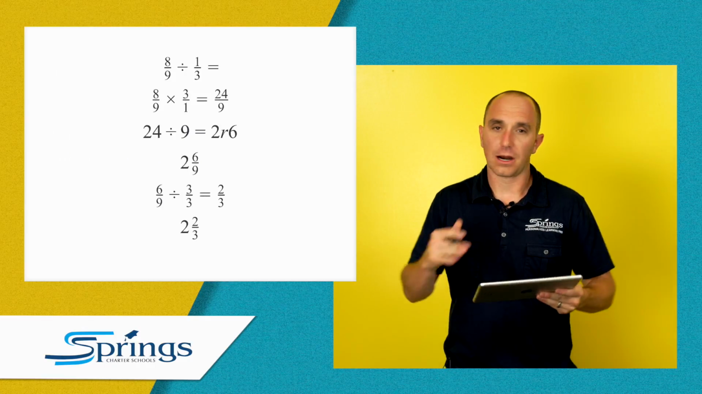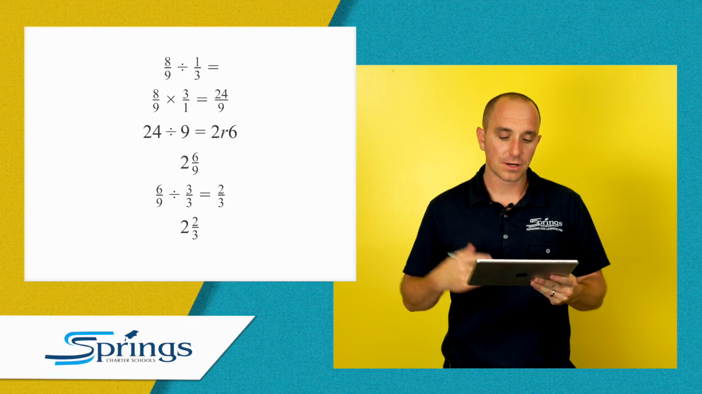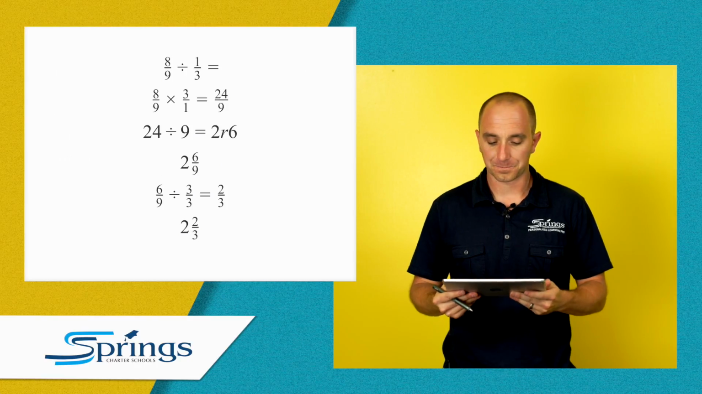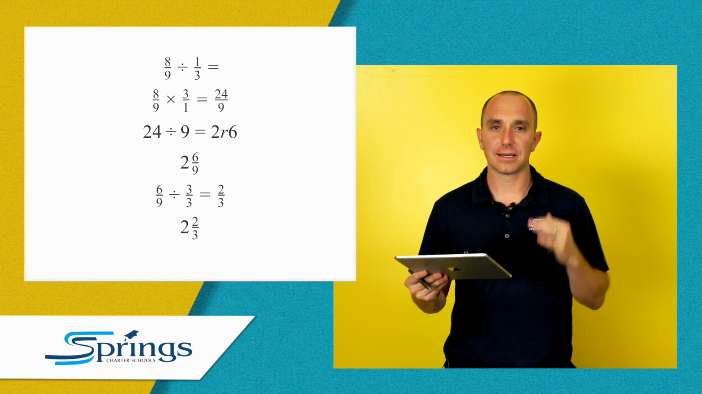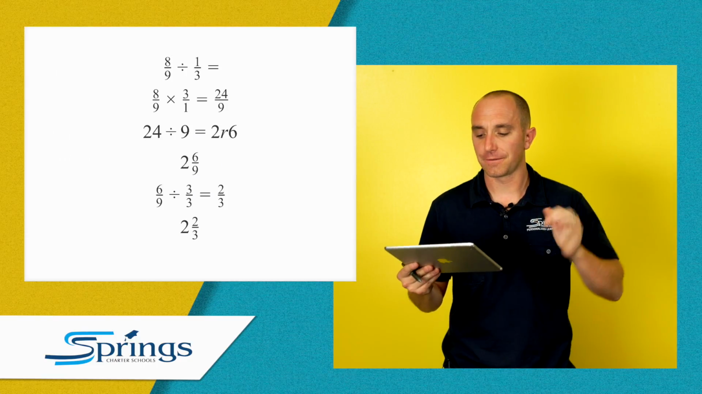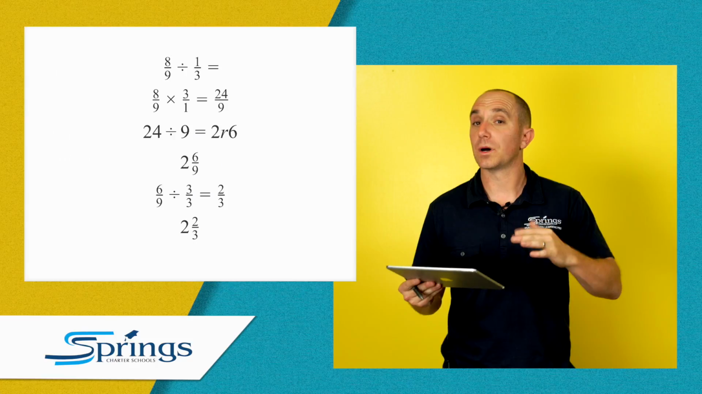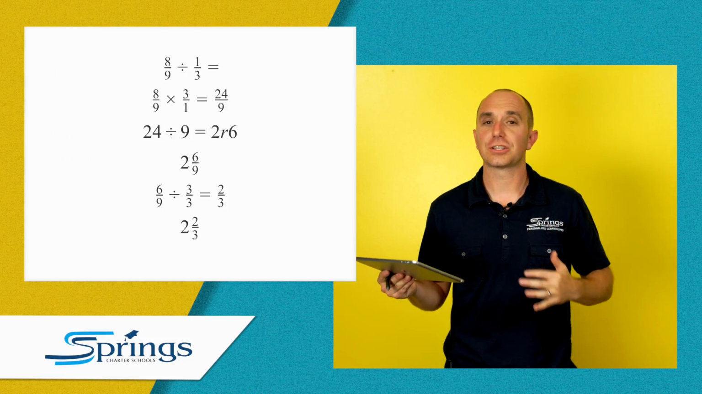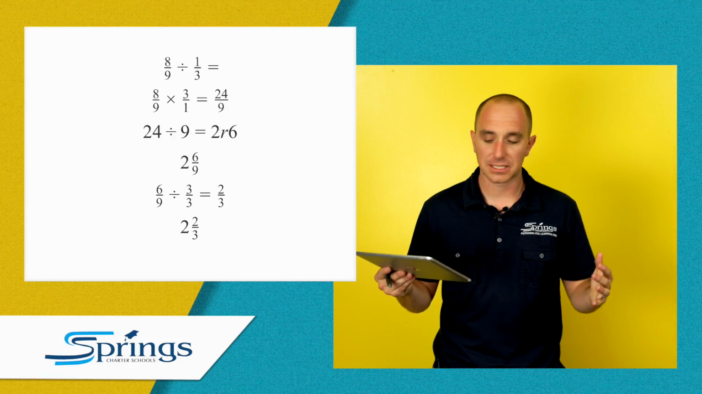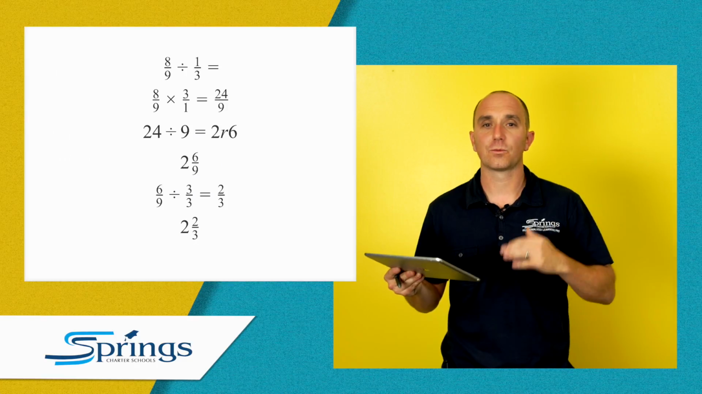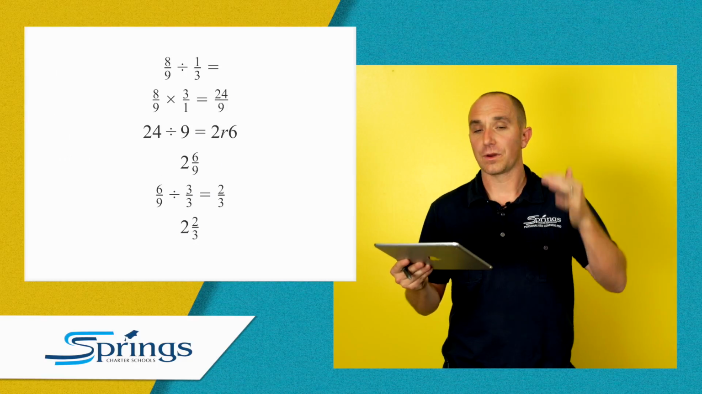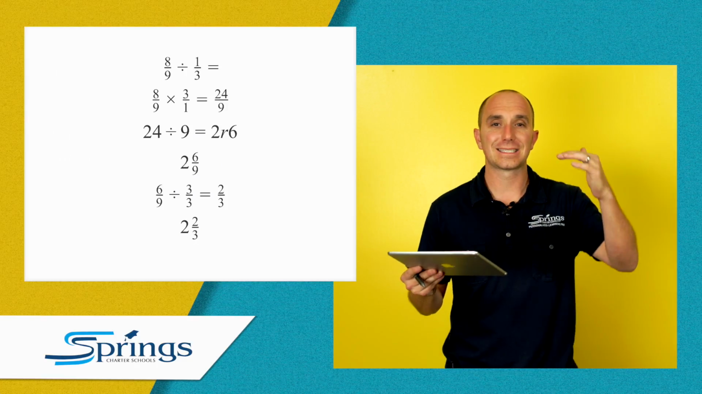Okay, all right, wrapping it up with this one. We have 8 over 9 divided by 1/3. So keep the 8/9. Change to multiplication, flip it to 3 over 1. 8 times 3 is 24. 9 times 1 is 9. Now, we've got to change that improper fraction back to a mixed number. 24 divided by 9, well, it's going to go in 2 times with 6 remaining. So we have 2 and 6/9.